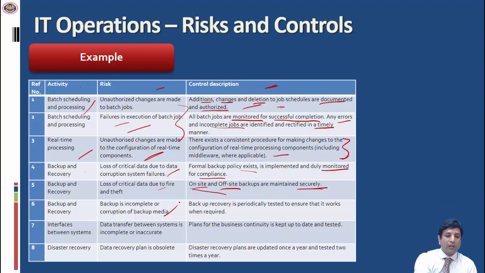So for this, there is a control which says that backup recovery is periodically tested. So there is a periodic testing of the backups which have been taken to make sure or ensure that the backups are working when required. So the backups will be in a position to be used and they will be able to recover the lost data in case there is a loss of data. So that is the control which exists to protect against the risk of incomplete or corruption of backup media. Backup media here could be a tape, disk, or even a DVD or a CD.